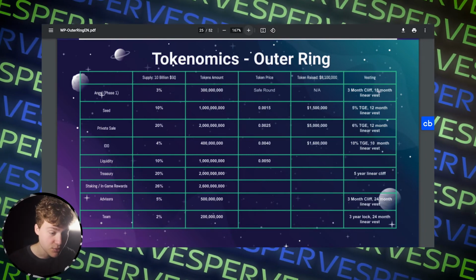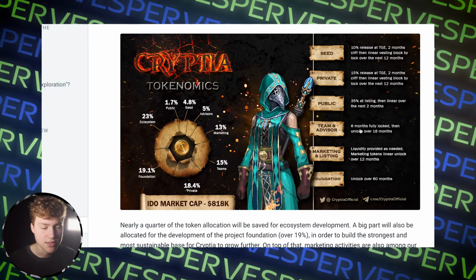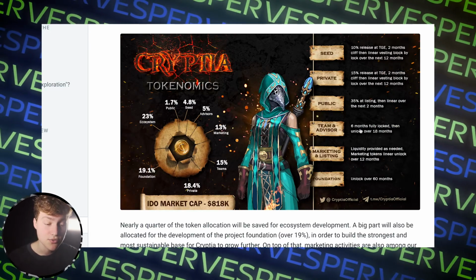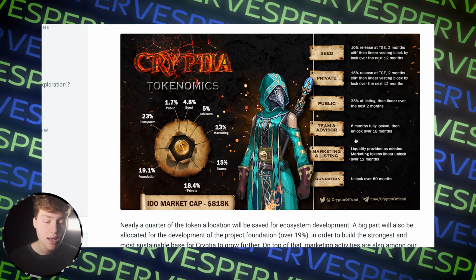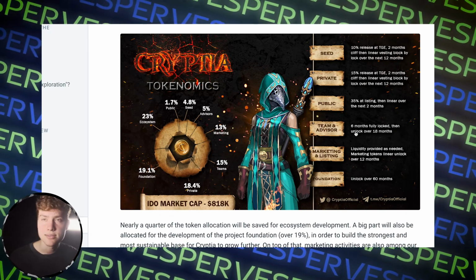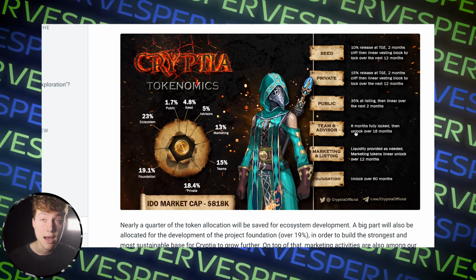And in the case of the BET project, you can see here that the tokens for the team are locked for just 6 months, only half a year, and then the rest is unlocked during 18 months, which is 1.5 years.